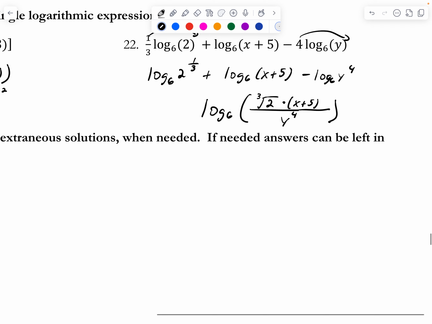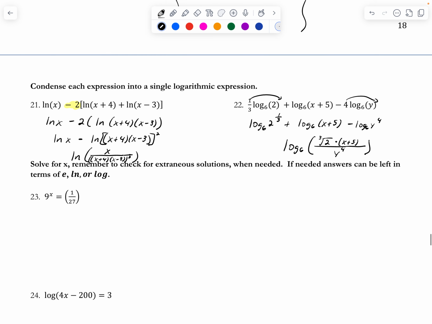All right, guys, that is it for doing a lot of properties, evaluating, rewriting, simplifying. Next video is going to be on solving.